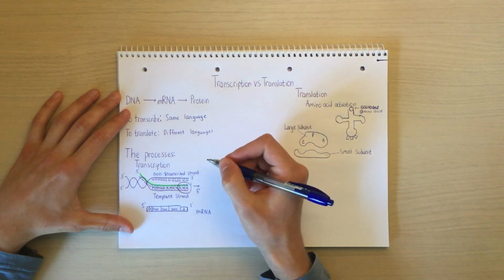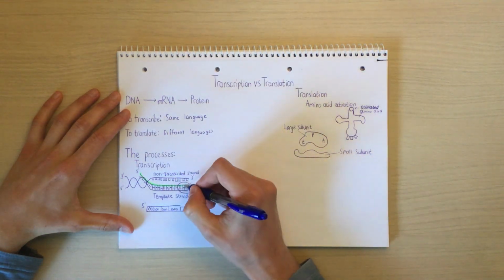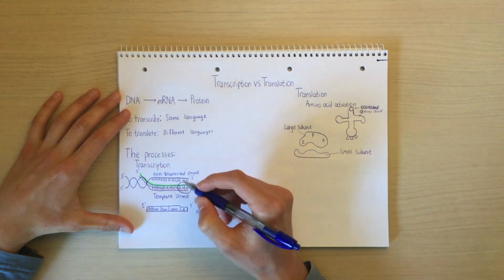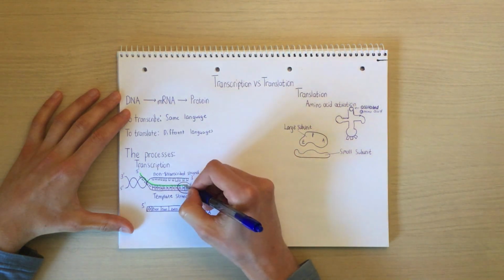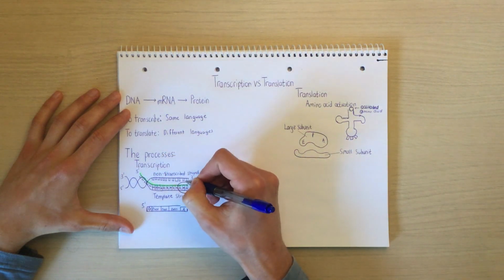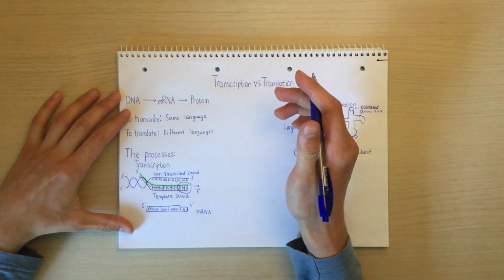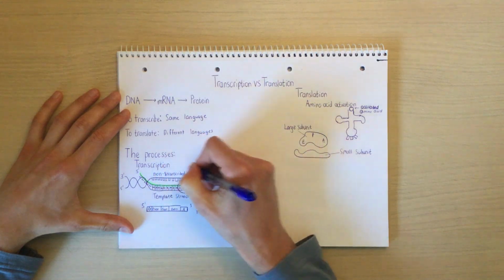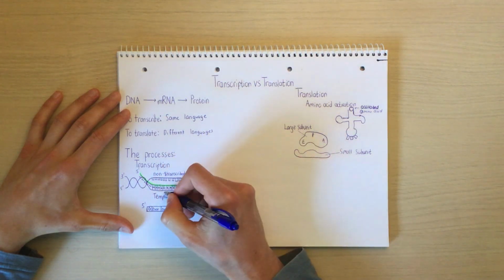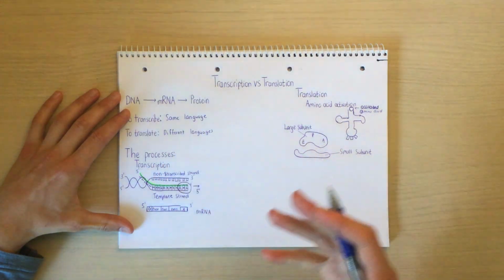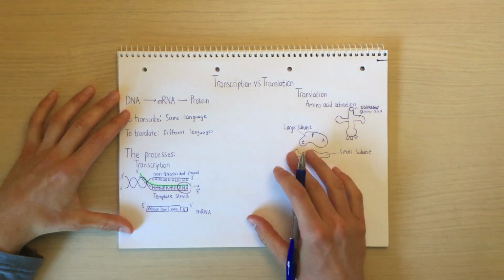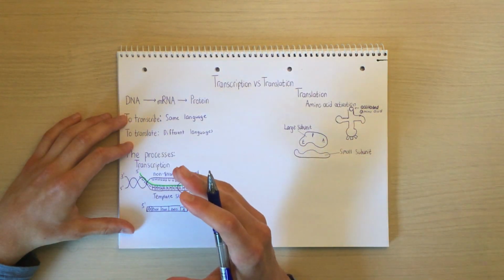After elongation, we then have termination, where the RNA polymerase reaches a termination sequence, causing it to detach, and the RNA single strand to detach also. Now, up here we have our non-transcribed strand, and down here we have our template strand, or transcribed strand. So now we have an RNA strand.